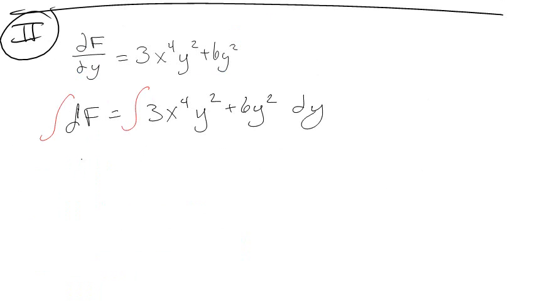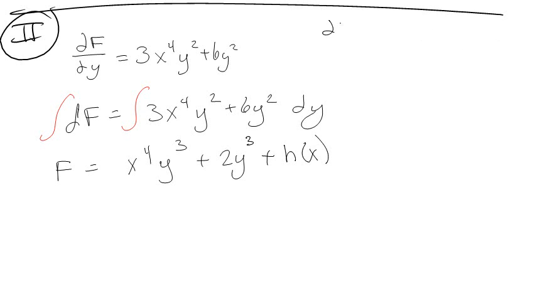Integrate both sides. Over here on the left I get f, on the right I get x to the 4th y cubed plus 2y cubed, plus, now since I'm integrating with respect to y, that means instead of saying plus c, there may be some unknown function of x, okay? All right, so now I have a guess for f, and I remembered what df dx was. I've got to go pull that one now.